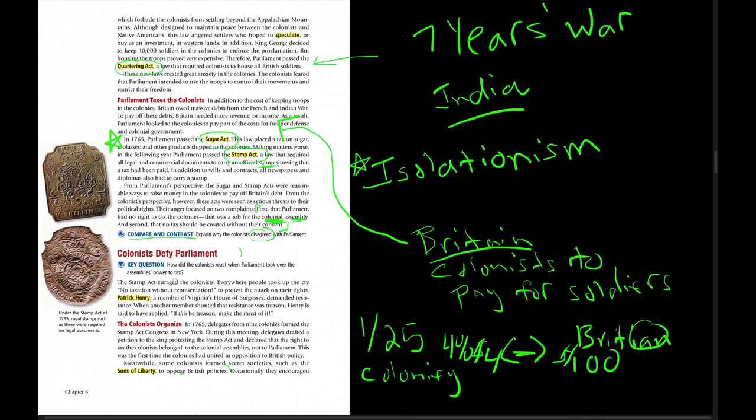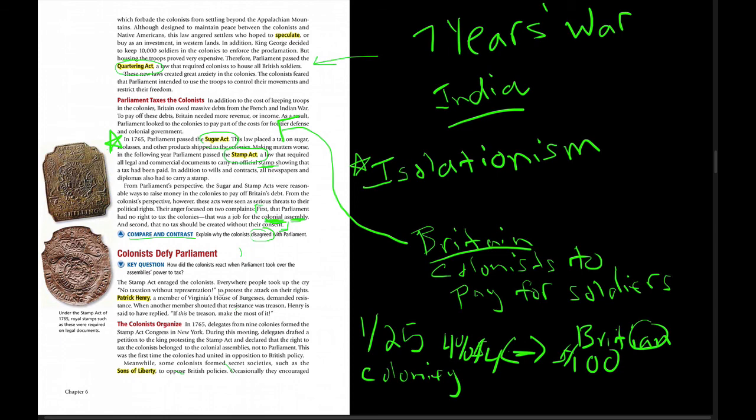The Stamp Act enraged the colonists. Everywhere, people took up the cry, "No taxation without representation," to protest the attack on their rights. Patrick Henry, a member of Virginia's House of Burgesses, demanded resistance. When another member shouted that resistance was treason, Henry said to have replied, "If this be treason, make the most of it." The colonists organized.